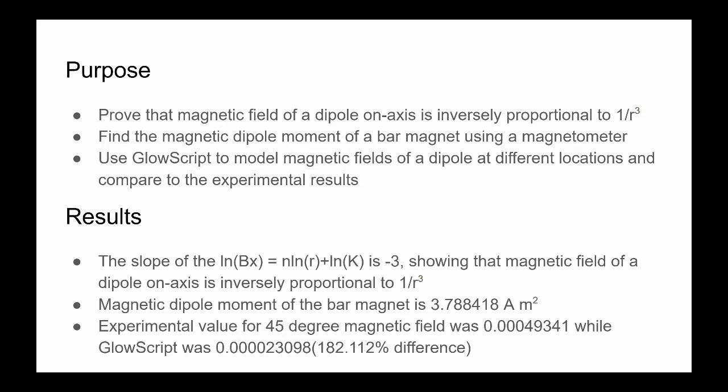And our overall results were that we can prove that the dipole on axis is inversely proportional to 1 over r cubed, that the magnetic dipole moment was 3.788418 amps per meter squared, and that when we compared the experimental value to the GlowScript value for 45 degrees magnetic field, there's a 182.112% difference.